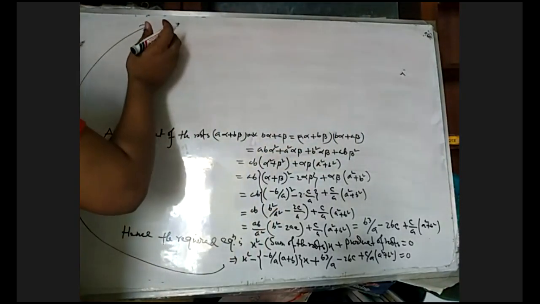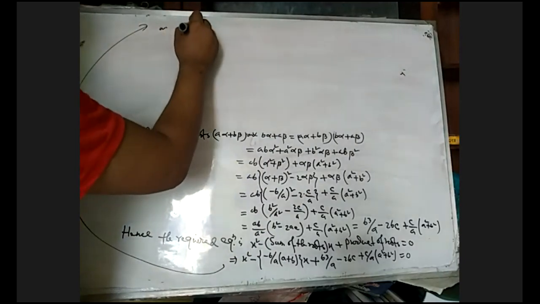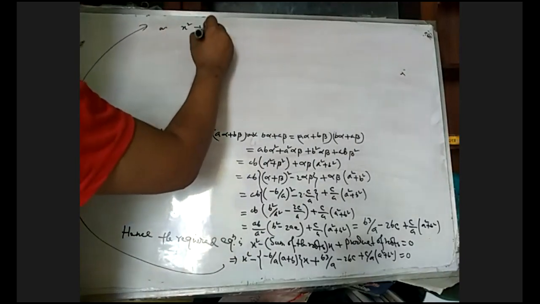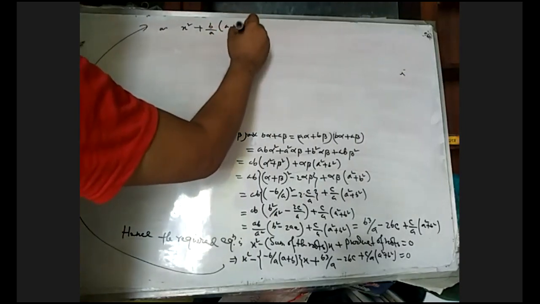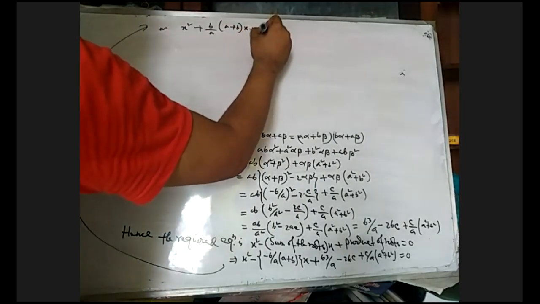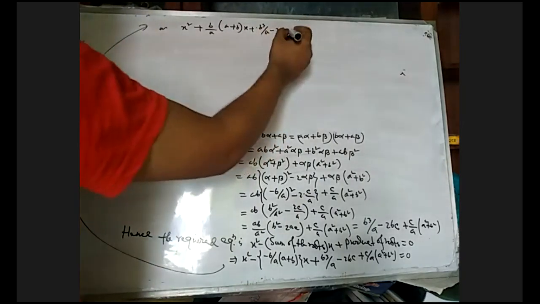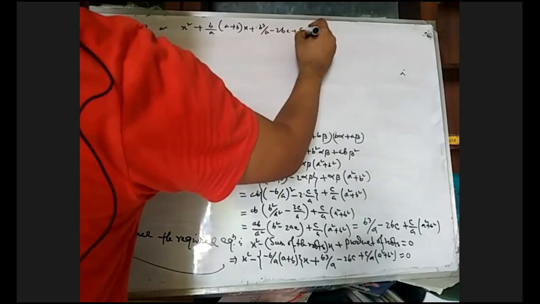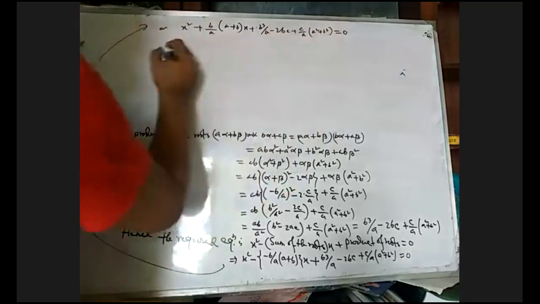After this line, we can write, actually, we get from this line x square plus b by a into a plus b into x plus b cube by a minus twice bc by a square plus b square equals to 0.